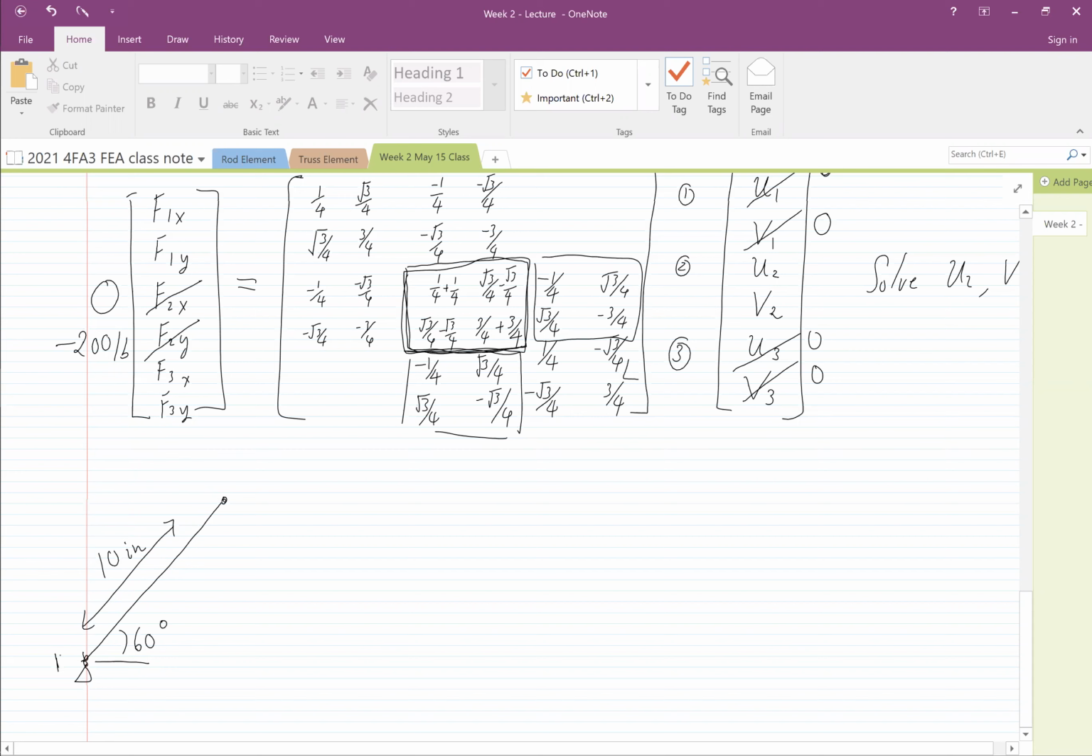Okay, I call it node 1 and node 3. Okay, what is the applied force? Up there, we have 200 pounds, right? So now it's only one side. So it's only 100 pounds.